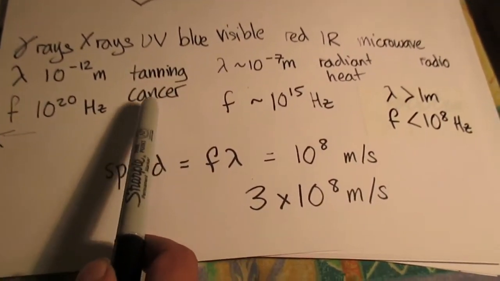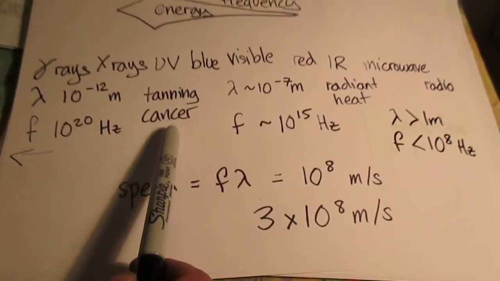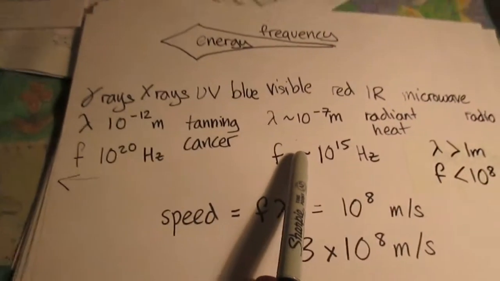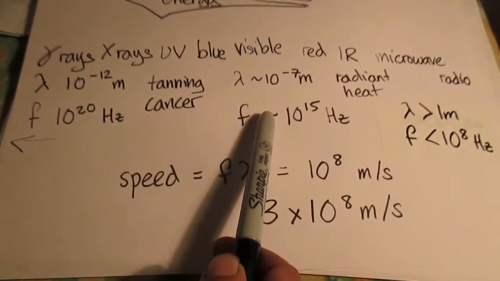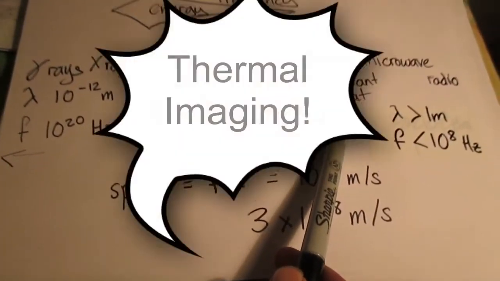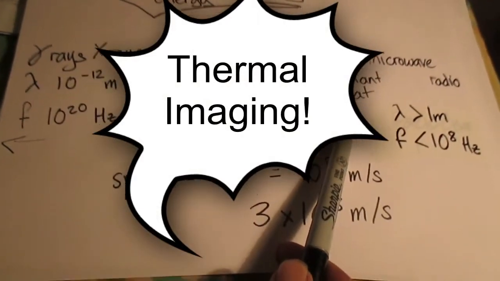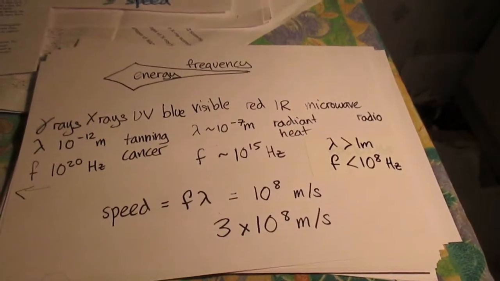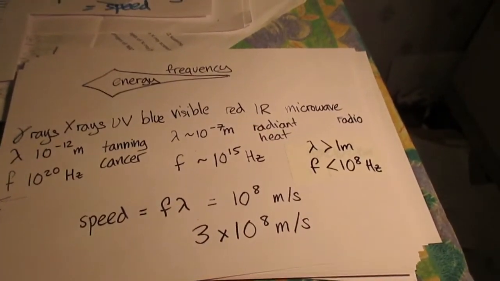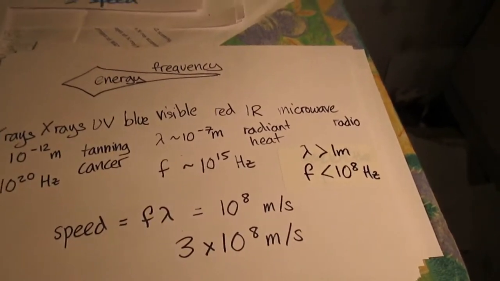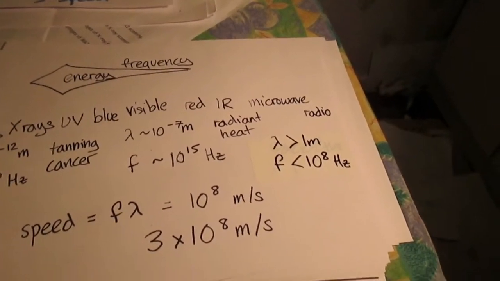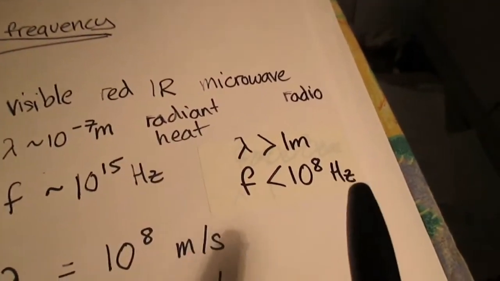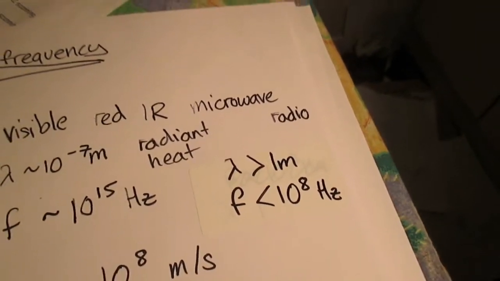UV, that's for tanning. I think we also make vitamin D out of it. The visible light, we use that to see, to take photographs. Infrared, infrared cameras. Microwave, isn't that mobile phones? Yes, I do believe we've had a lot of people complaining that mobile phones may not be safe because they use microwave. Radio is obviously used in radio and TV.